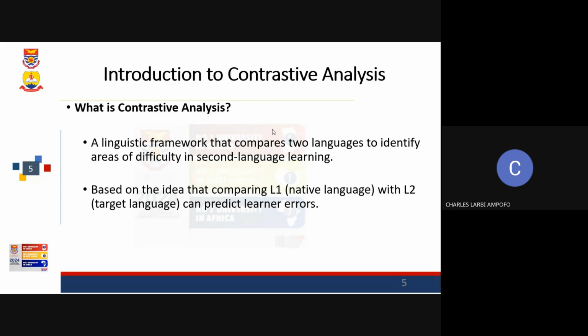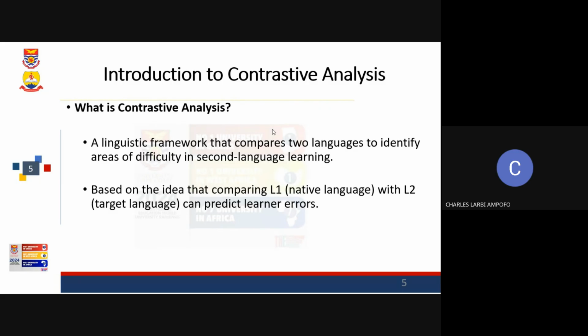So let's say the person's L1 is, let's say, Fanti. It means that you must compare the two languages. You must compare their systems to see which areas are likely to be difficult, to pose a challenge to the learners of the second language. Okay. So it says that it's based on the idea that when you compare the person's native language with the target language, that is the language you are teaching to the learner, it will help you predict the errors that they are likely to make. So this is the assumption of contrastive analysis.